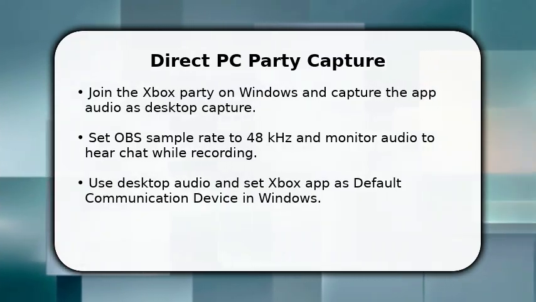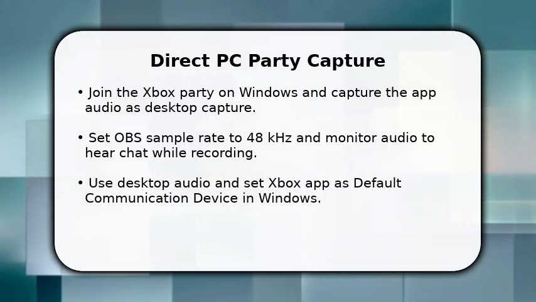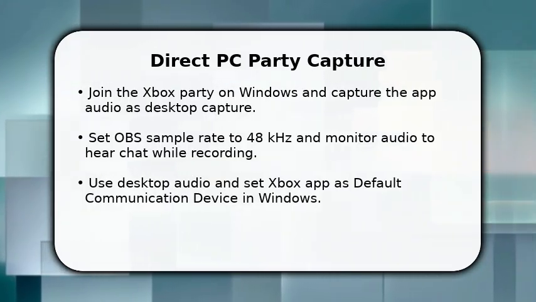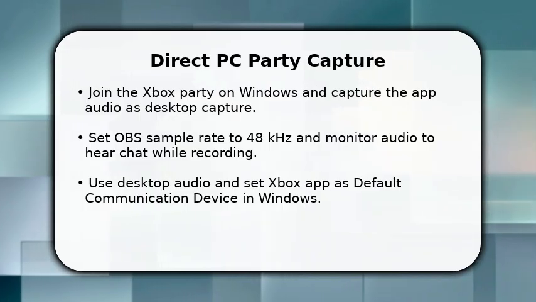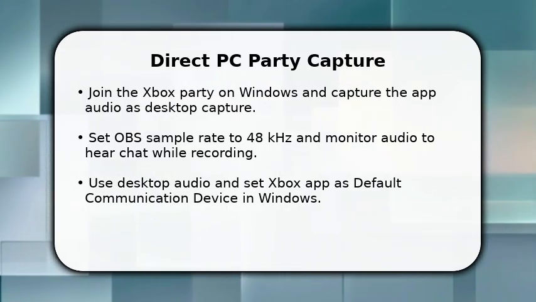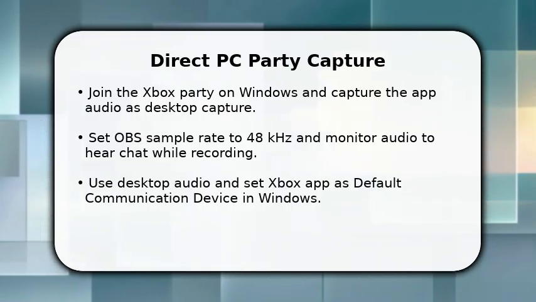Open the Xbox app on Windows and join the Xbox party from your PC. In OBS, add a window capture or desktop audio source to capture the Xbox app sound. In Windows sound settings, set the Xbox app as the default communication device, so chat is recognized.